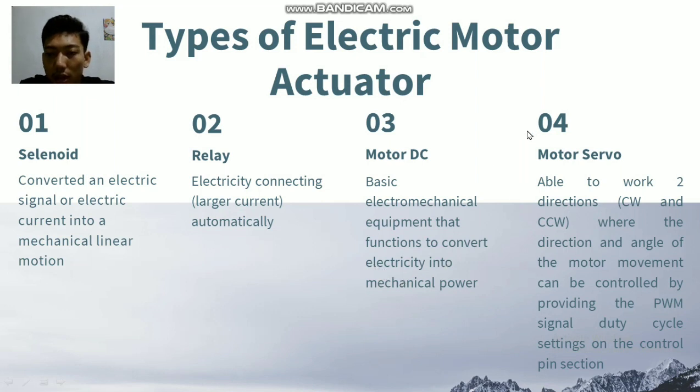And the fourth is servo motor, able to work in two directions, CW and CCW. Sorry for the wrong words. The direction and angle of the motor movement can be controlled by providing a PWM signal, setting the duty cycle on the control pin section.